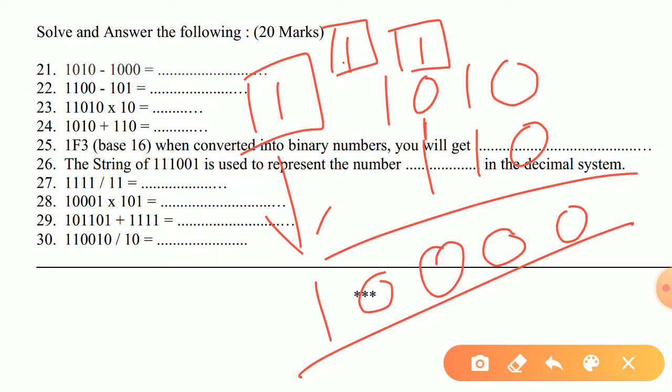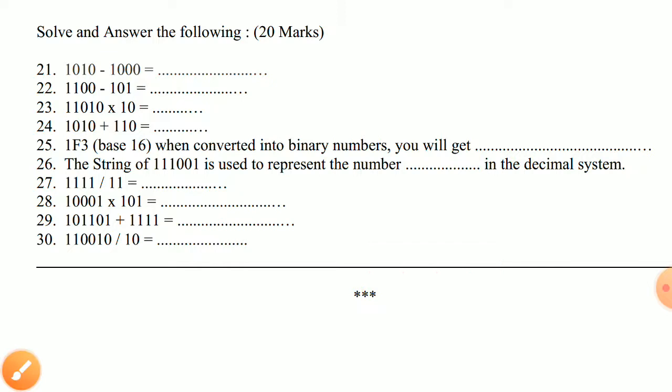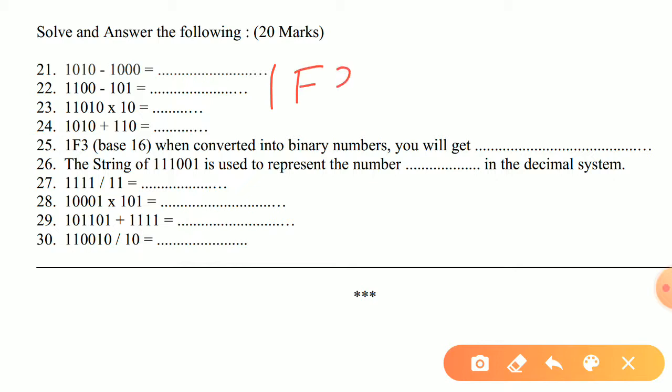Now this is the answer for the 24th one. Let us see the 25th one. The 25th says 1F3 with a base of 16. So it means it is a hexadecimal number, and we have to convert it into a binary number.